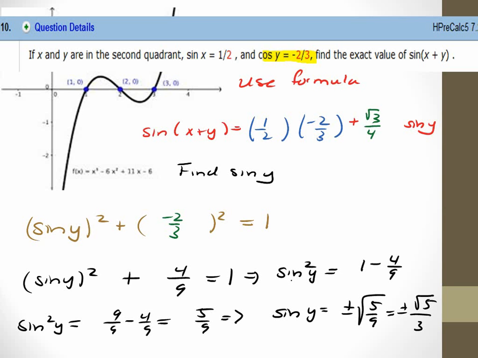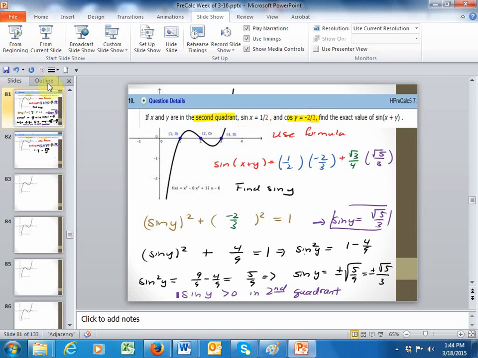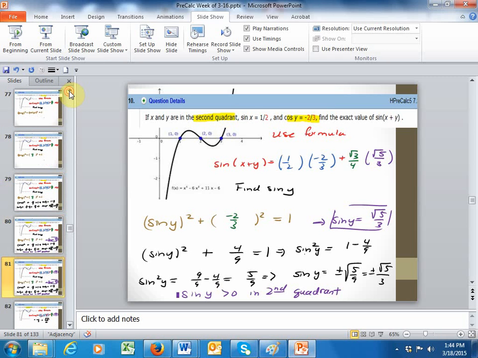It turns out that sine y, after I go through all the square root business, well, in the second quadrant, sine is always positive. So in this case, I keep the positive term. I get sine y is equal to square root of 5/3, and I replace that sine y with square root of 5/3. And I'm also going to, right now, come back to the other page and make that other correction.